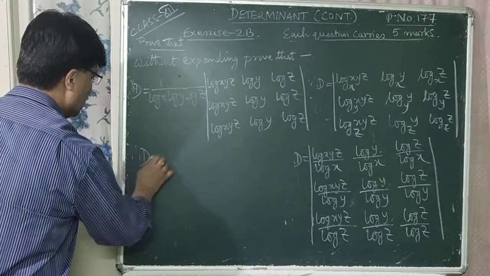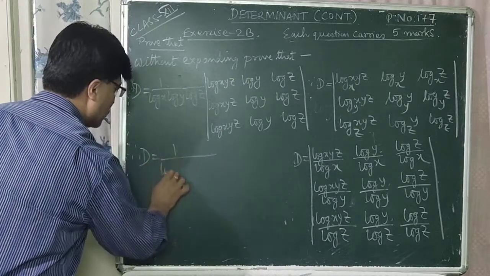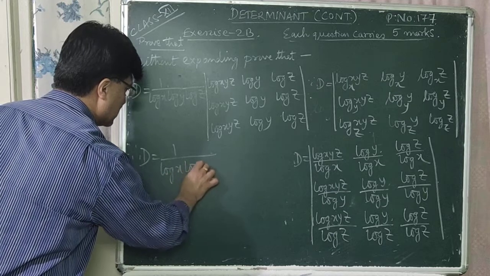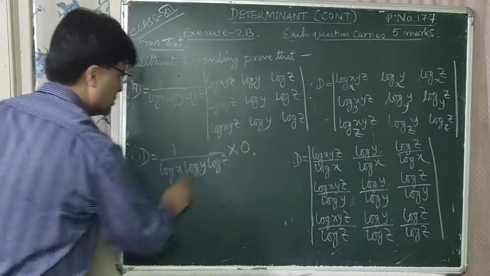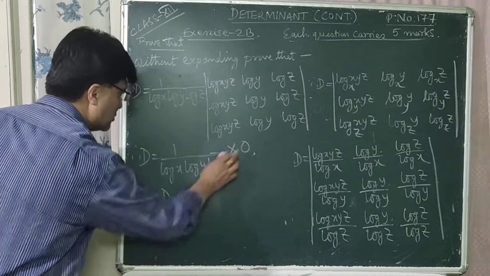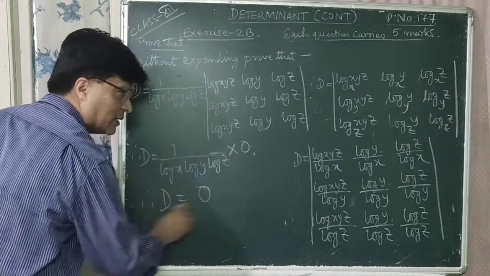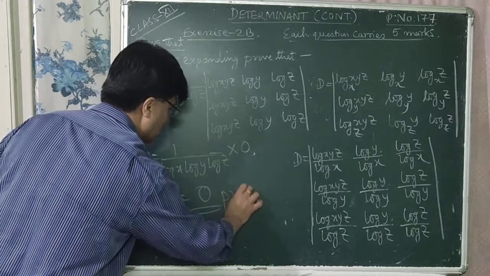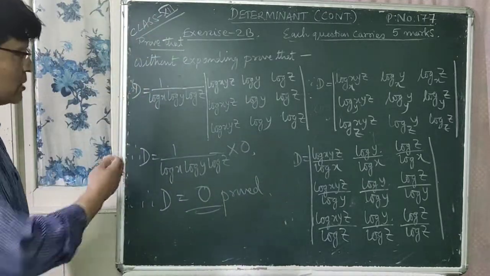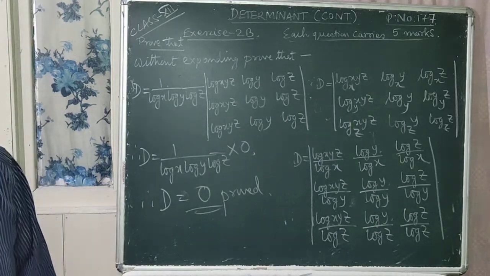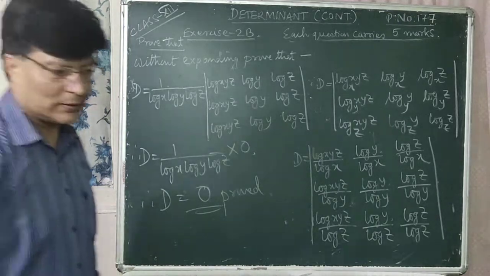So therefore D is equal to 1 upon log x, log y, log z into 0. That means D is equal to 0 divided by any number, which is always 0. So it is proved. Is it clear to all of you? So this is the answer. Now we'll do the next question.